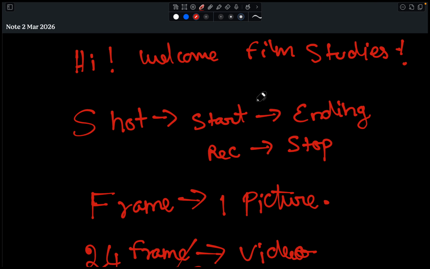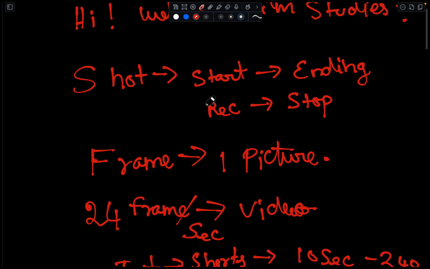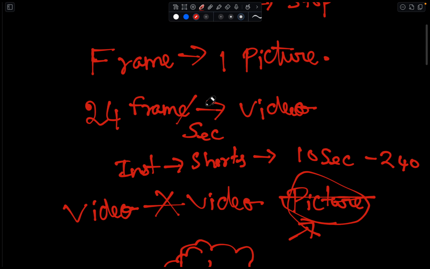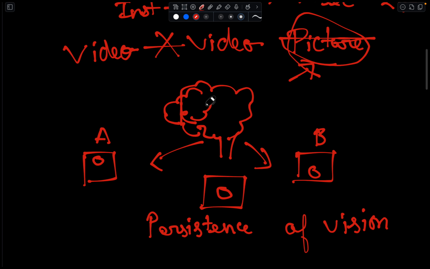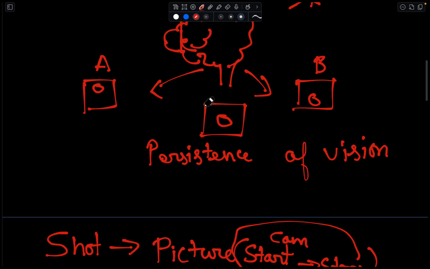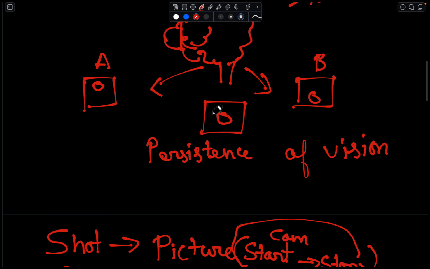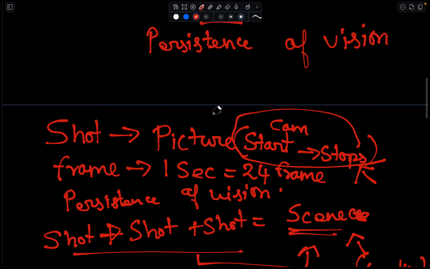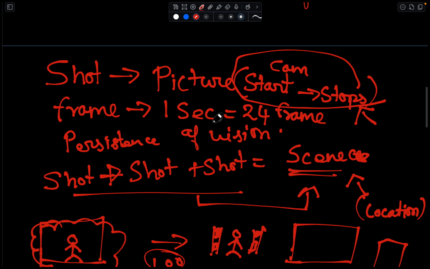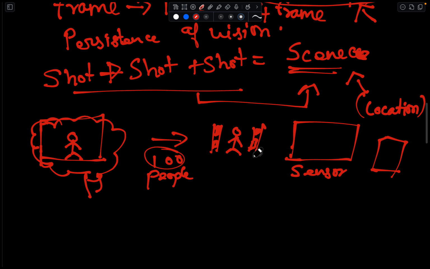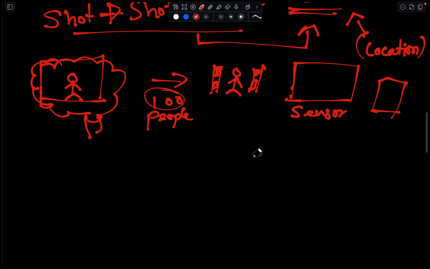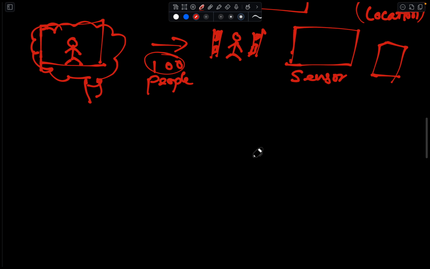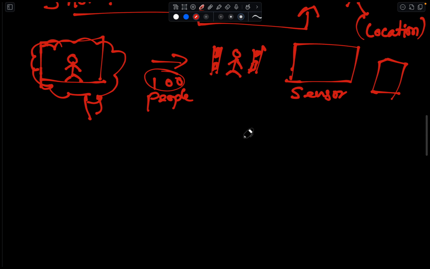So, in last class, we saw about shots, frames, persistence of vision. So, how our brain perceives whatever is in between the two pictures we see and how it imagines that. These are some of the things that we saw in the last class. We also saw how multiple shots together make a single scene. This is what we had seen in our previous class.